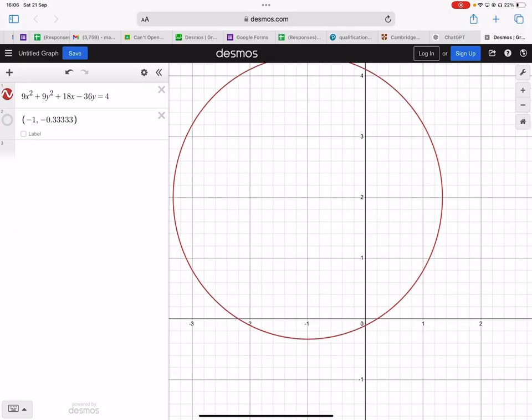Or you could do it sideways as well. You can do it any way, right? This is an alternative to completing the square. If you don't want to complete the square, just graph this on Desmos and find the radius directly.